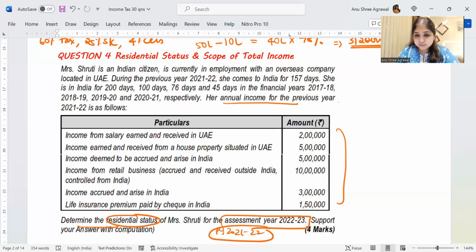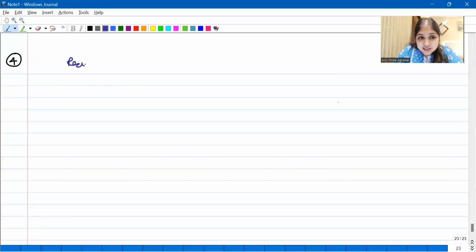Are you noticing? They're not asking me total income. What are they only asking me? They're only asking me to find the residential status of Mrs. Shruti. Are you ready? Yes, you're going to have some major learning over here. We just have to find the residential status of this assessee. So answer to question number 4. Listen. Residential status. What kind of an assessee is my assessee? My assessee is an individual.